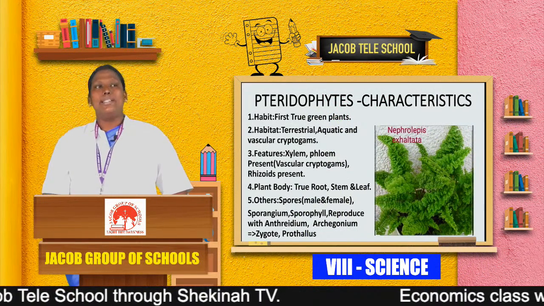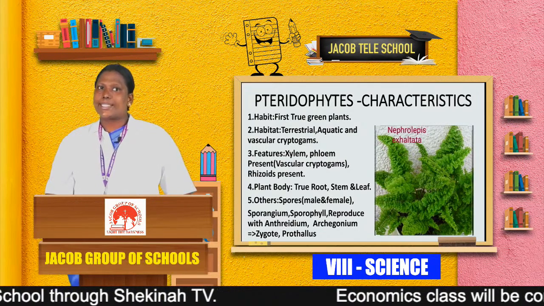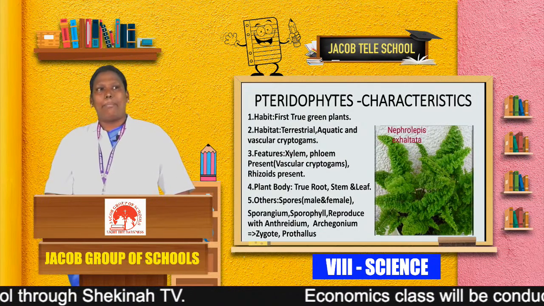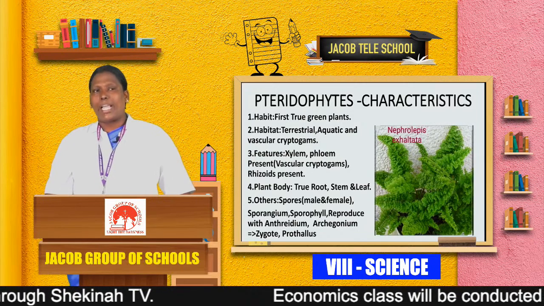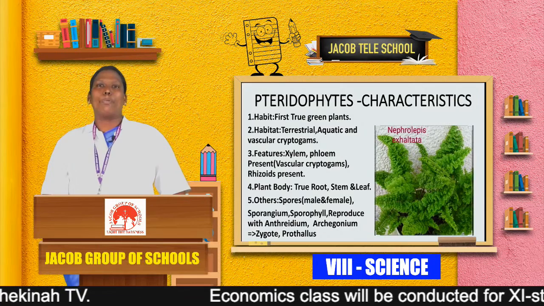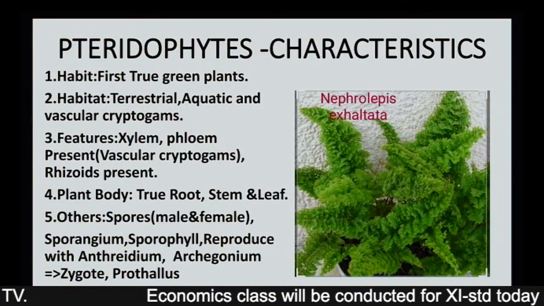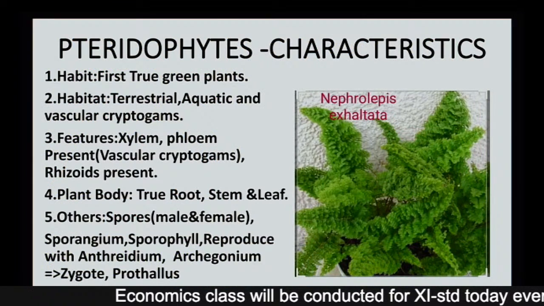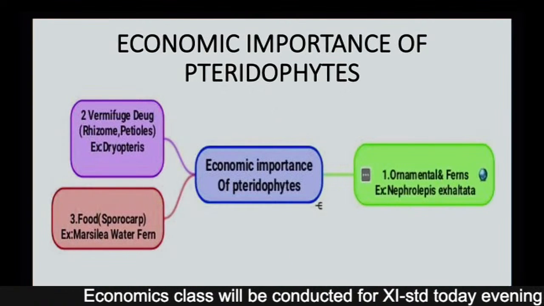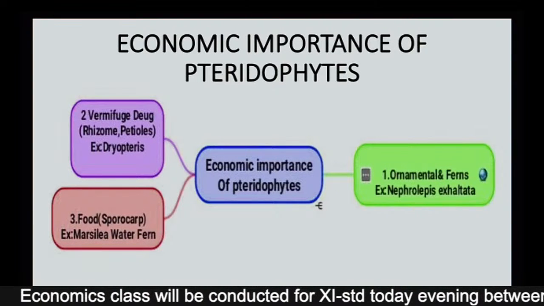They possess xylem and phloem. They have a well differentiated stem, root and leaf. The male gamete and female gamete are produced from antheridium and archegonium, and the product of the fertilization called zygote is formed. Prothallus is the advanced plant body. Here we go for the economic importance of pteridophytes. So many uses are there, only a few we are going to see here.